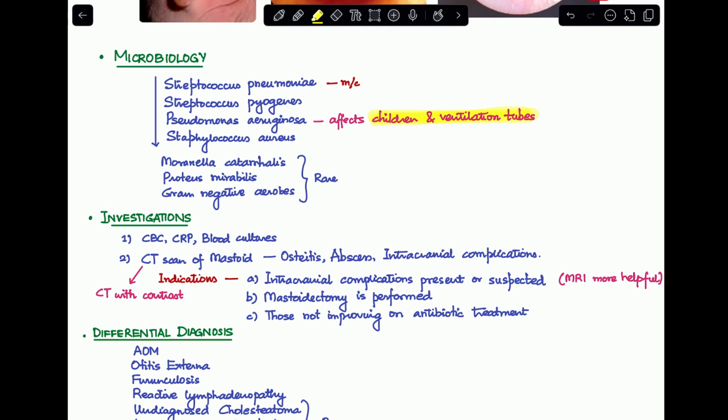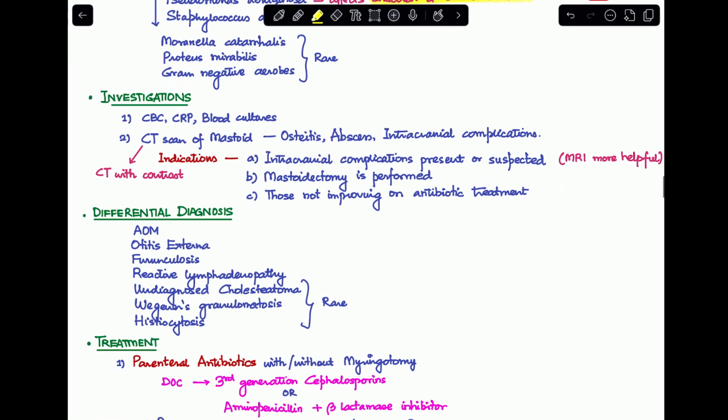The typical investigations done are the complete blood count, CRP, blood cultures, and CT scan of the mastoid. A CT scan with contrast is indicated in three particular cases. First, when we suspect that there can be an intracranial complication. Second, when mastoidectomy is performed. And third, in those who are not responding to antibiotic treatment.